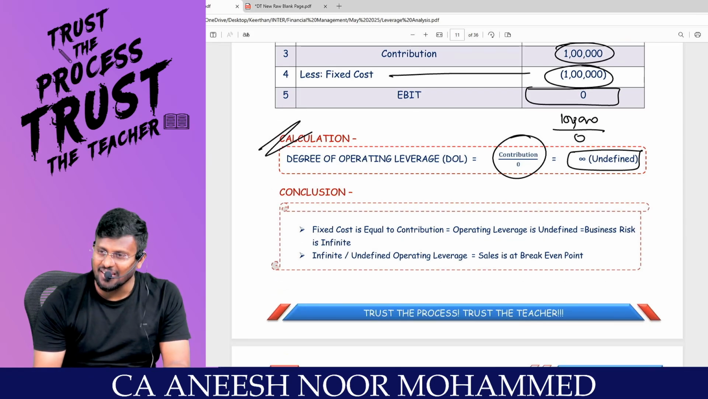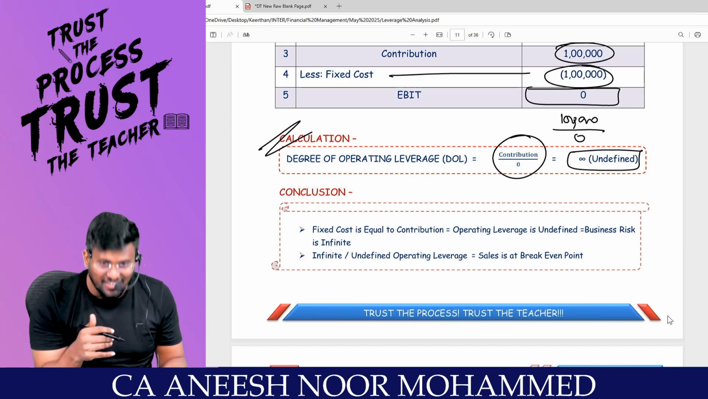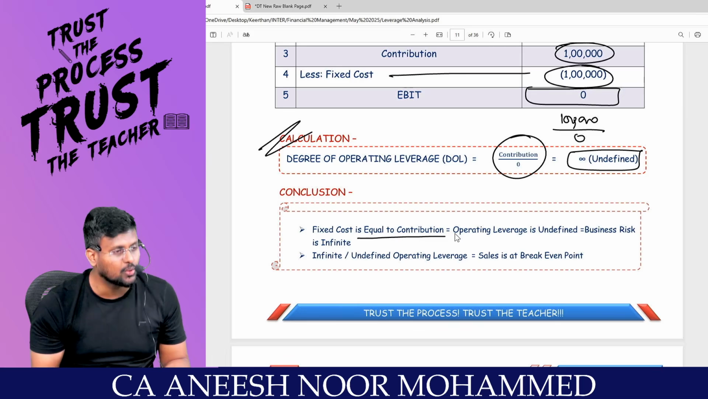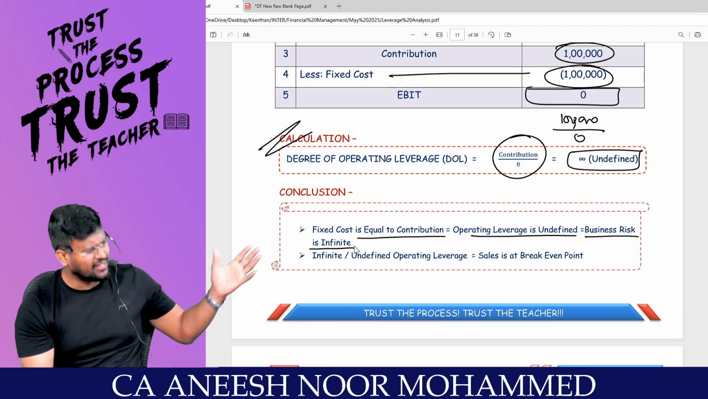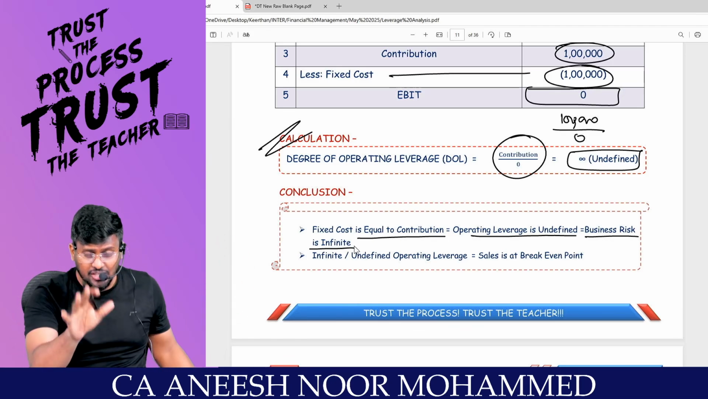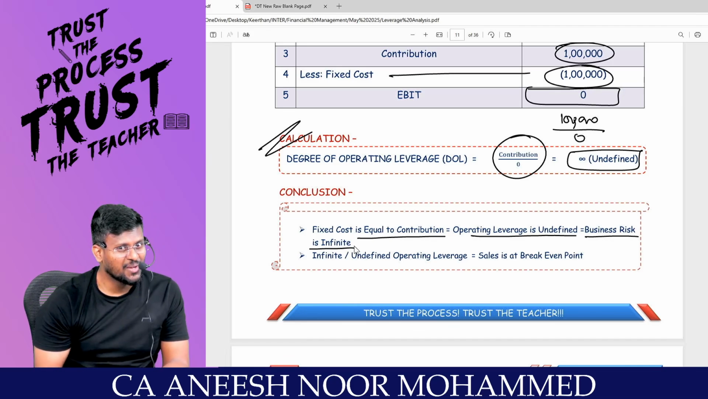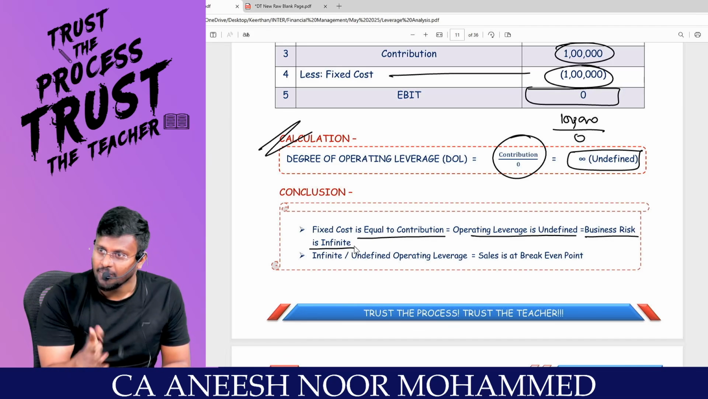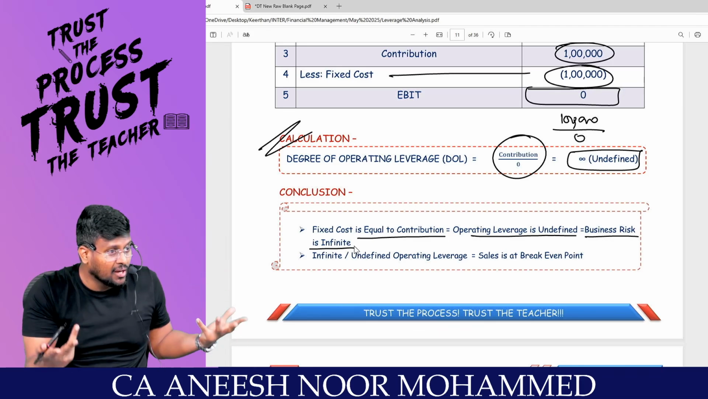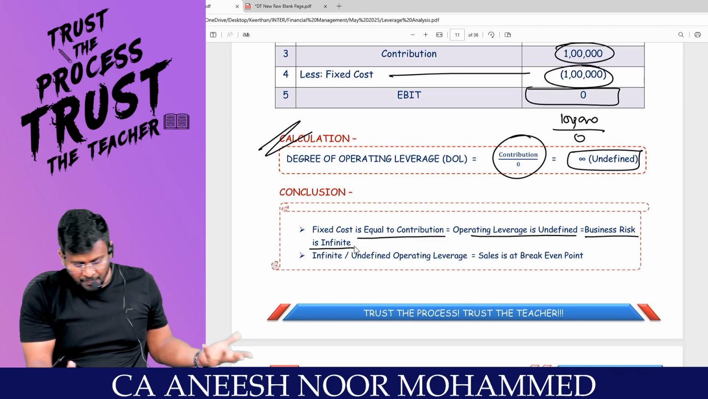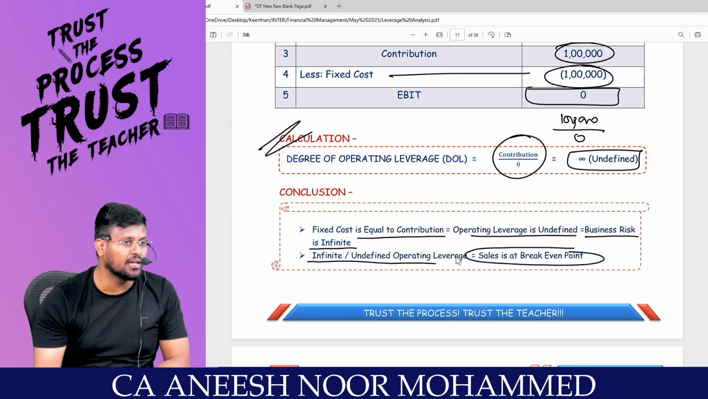So, this is what is defined. Someone is coming and saying that my operating leverage is undefined. Don't worry, I will define. Sir, fixed cost is equal to what? That means operating leverage, business risk, is infinite. I cannot say this much is the business risk, because if 1 rupee sales goes down also, you may go to loss. Yes, sir. Because now you are at break-even point. There is no profit, no loss. Your exact contribution is equal to fixed cost. So I can't define what is your risk. So infinite or undefined operating leverage means sales is at break-even.